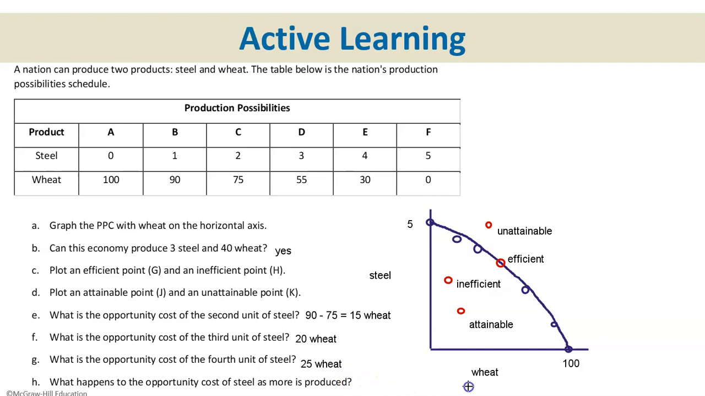So what's happening as we move from point to point to make more steel? So we're getting our second unit, our third unit, and our fourth unit of steel. The opportunity cost is increasing. Okay. You may also want to jot down here, that's the law that we talked about, the law of increasing opportunity cost. The more steel that we produce, the higher the opportunity cost will be.